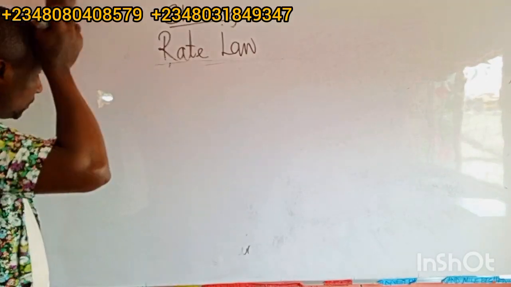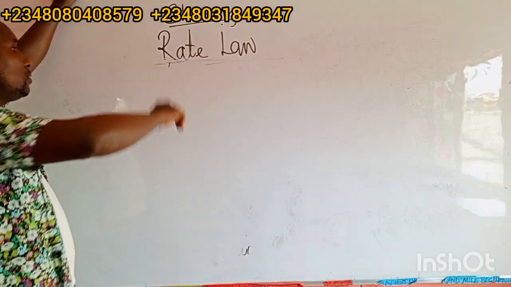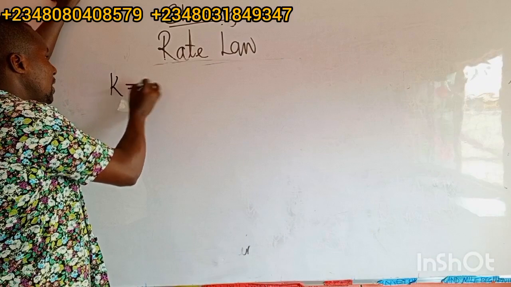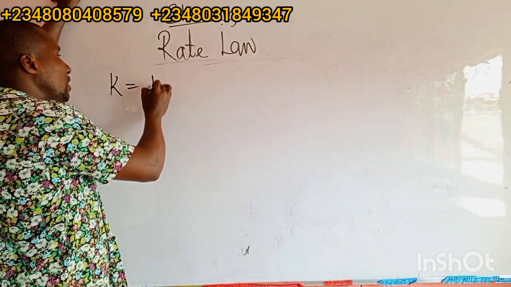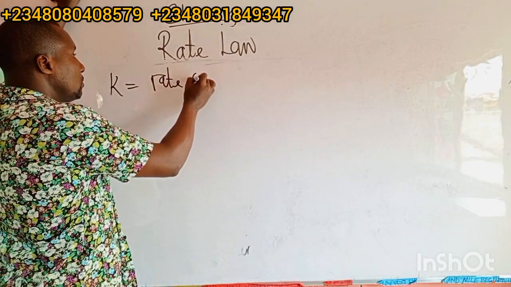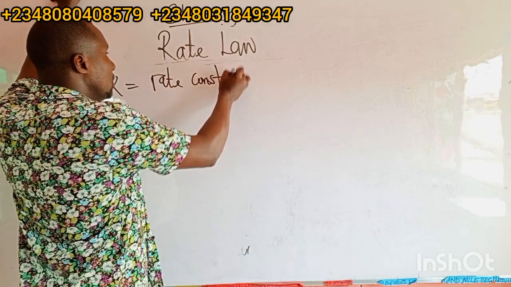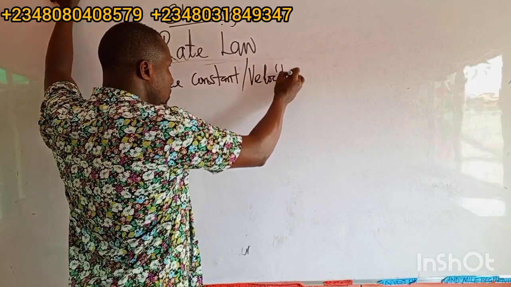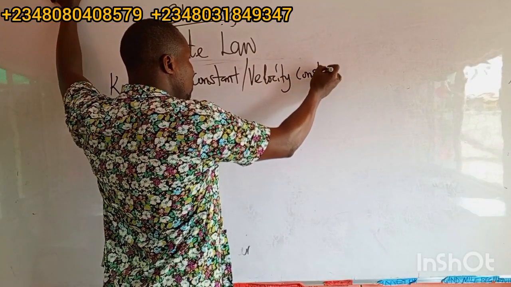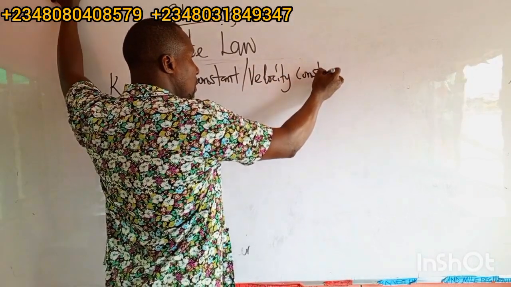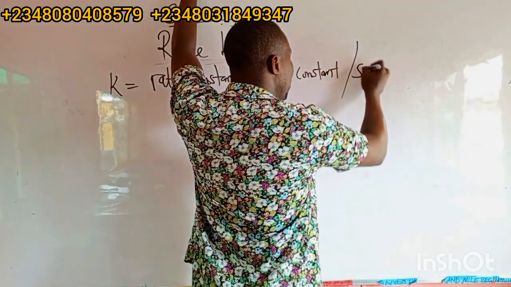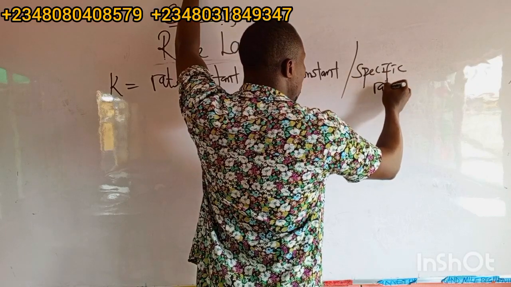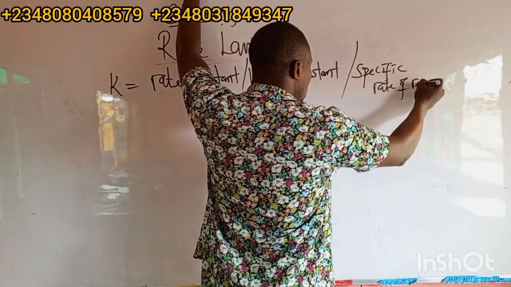Okay, let's move. What is k? I told you that k is the rate constant, and it can also be called the velocity constant and the specific rate of reaction.